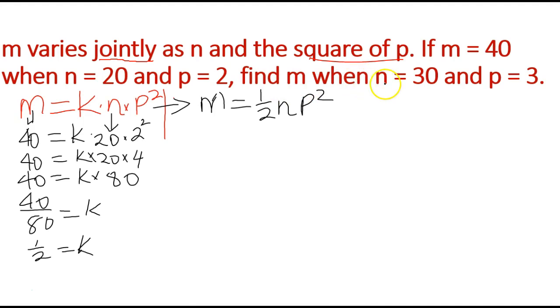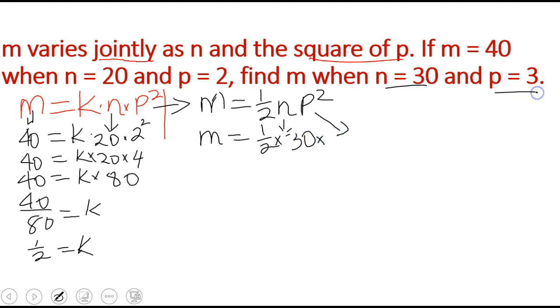Find M when N equals 30. So we are looking for M now. We keep M. We write 1/2. We replace times. N is 30, so we put 30 there. Times P is 3. So we put 3, and P is squared, so we square the 3. So M equals 1/2 times 30 times 3 squared is 9.